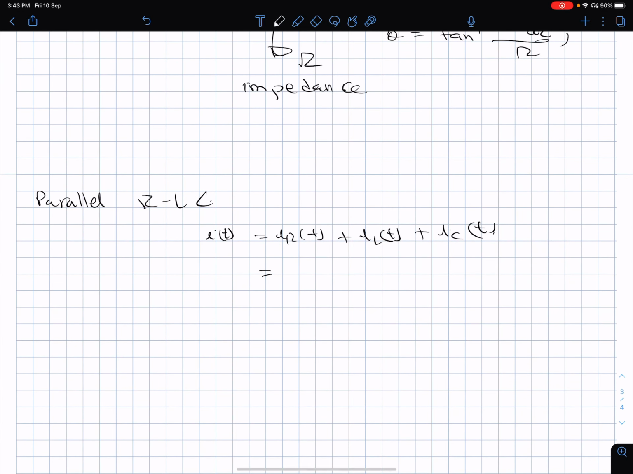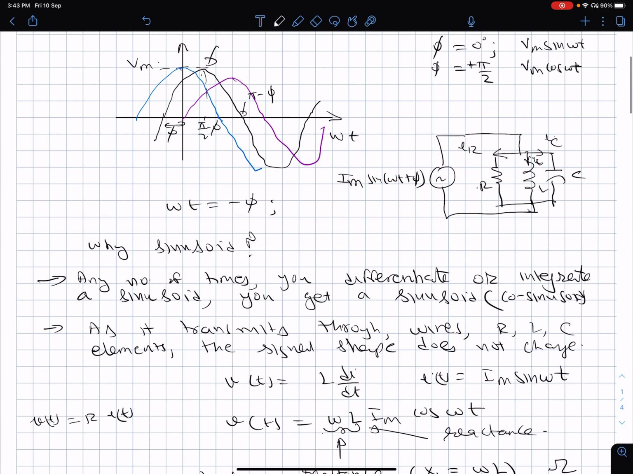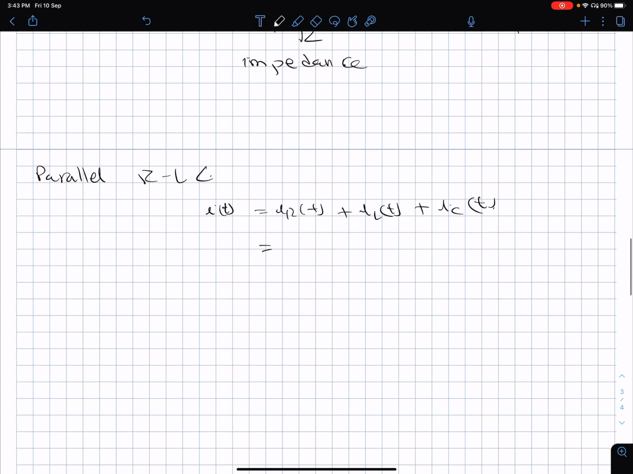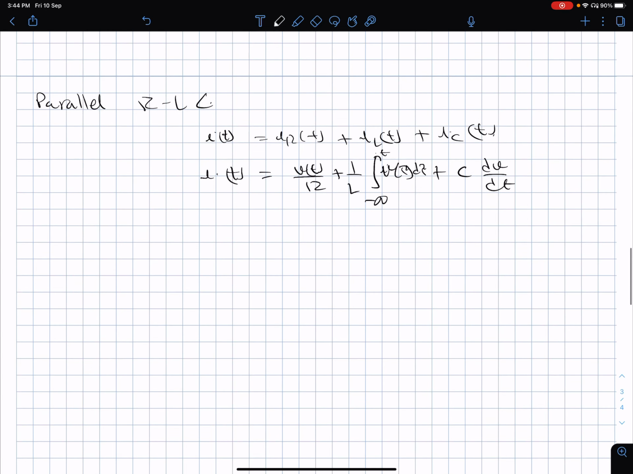And this could be written as, if V of t is the potential here, then we could write this as V of t by R, and the current in the capacitor would be C dV by dt, and the current across the inductor would be given by the integral of V dt divided by L. So this is the kind of circuit representation that you would get here.